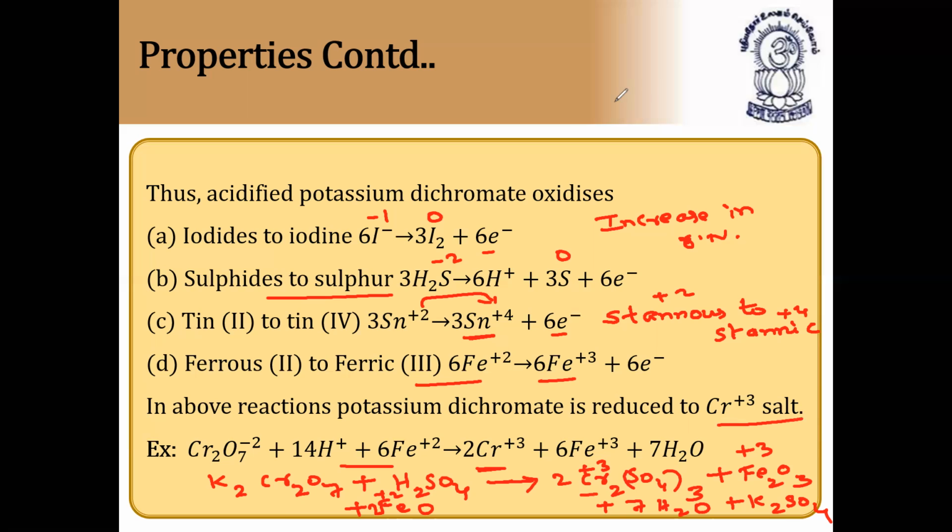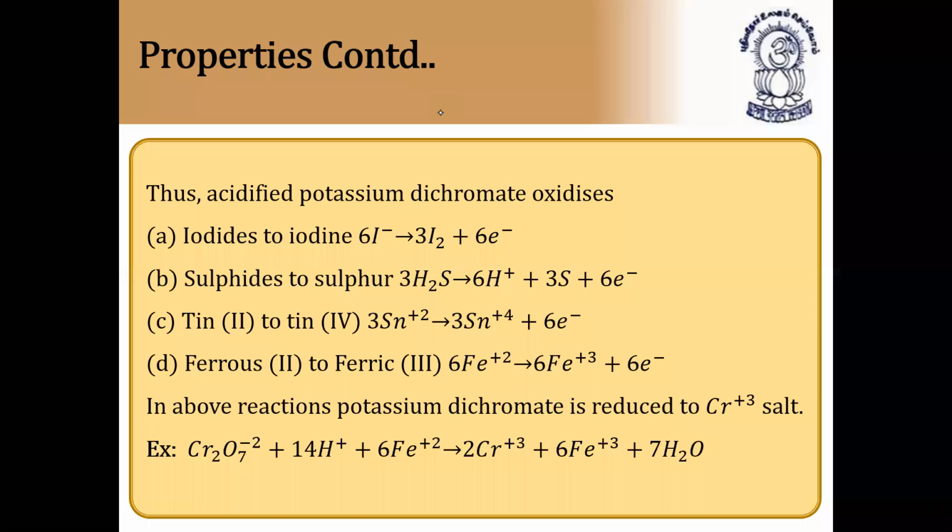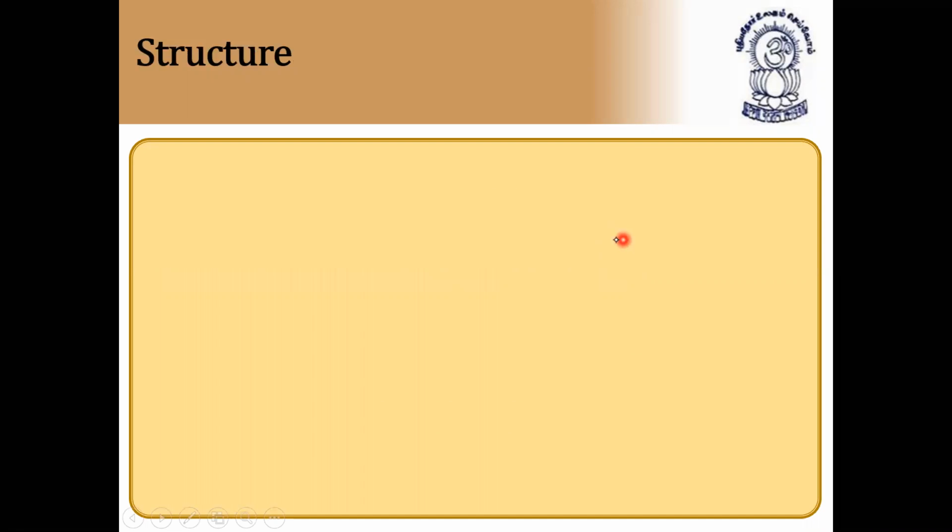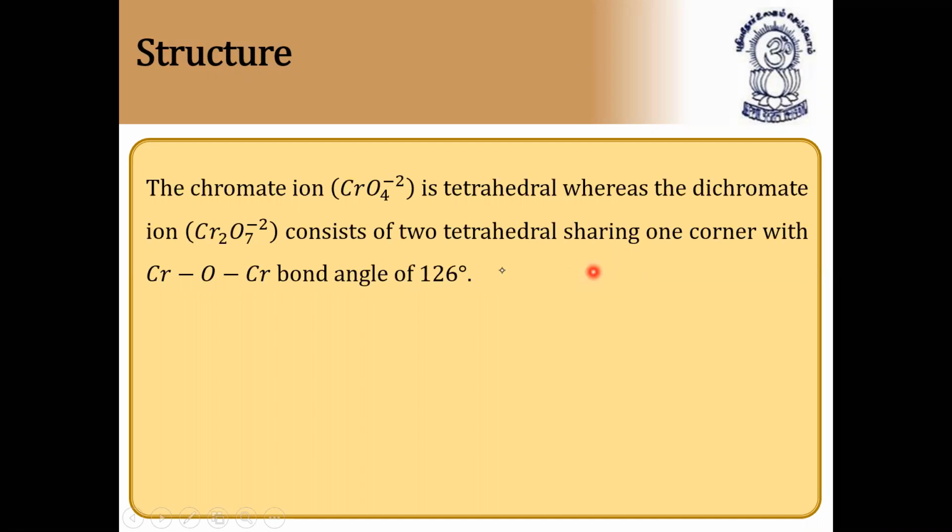Next, continuation. Some more reactions of potassium dichromate. All these reactions they'll ask in the objective exam. Even they'll ask balanced chemical equations also. So please write all those 4 equations as balanced chemical equations.